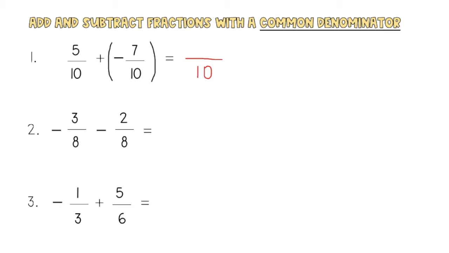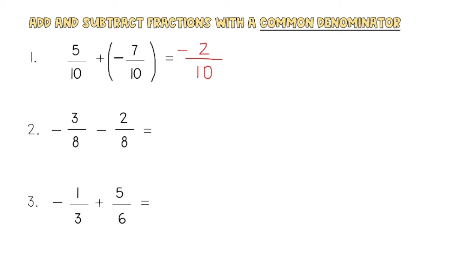Now I can use the same rules that we applied for adding and subtracting integers. So 5 plus a negative 7. I know I have two different signs. I have a positive 5 and a negative 7. So I'm going to subtract these two numbers and I'm left with 2. And I have more negatives than I have positives, so my answer is going to be a negative.